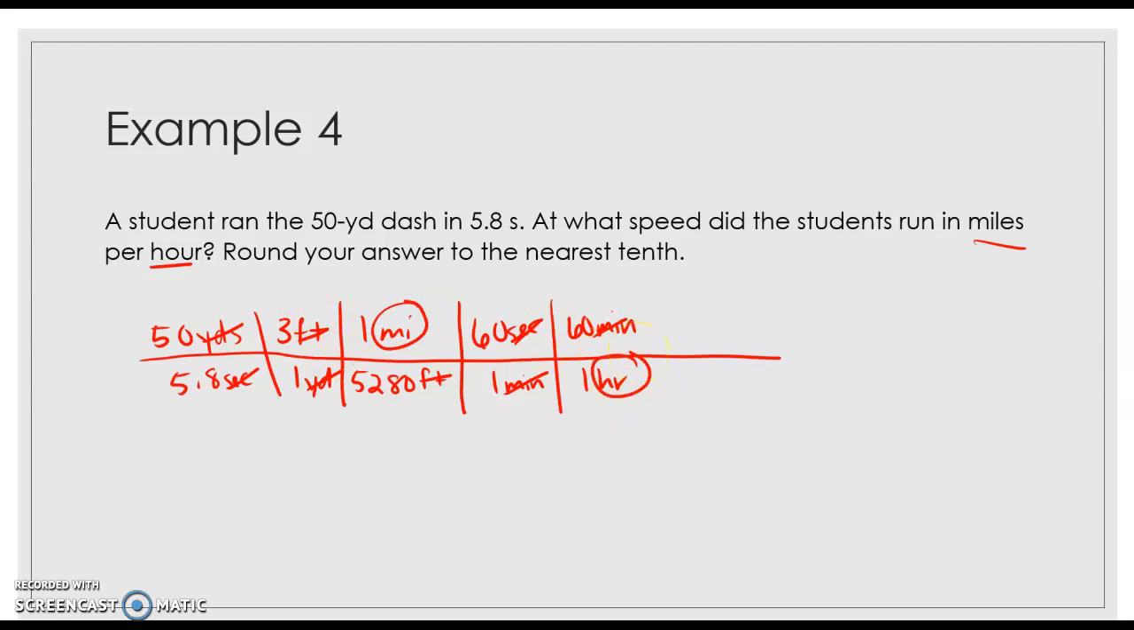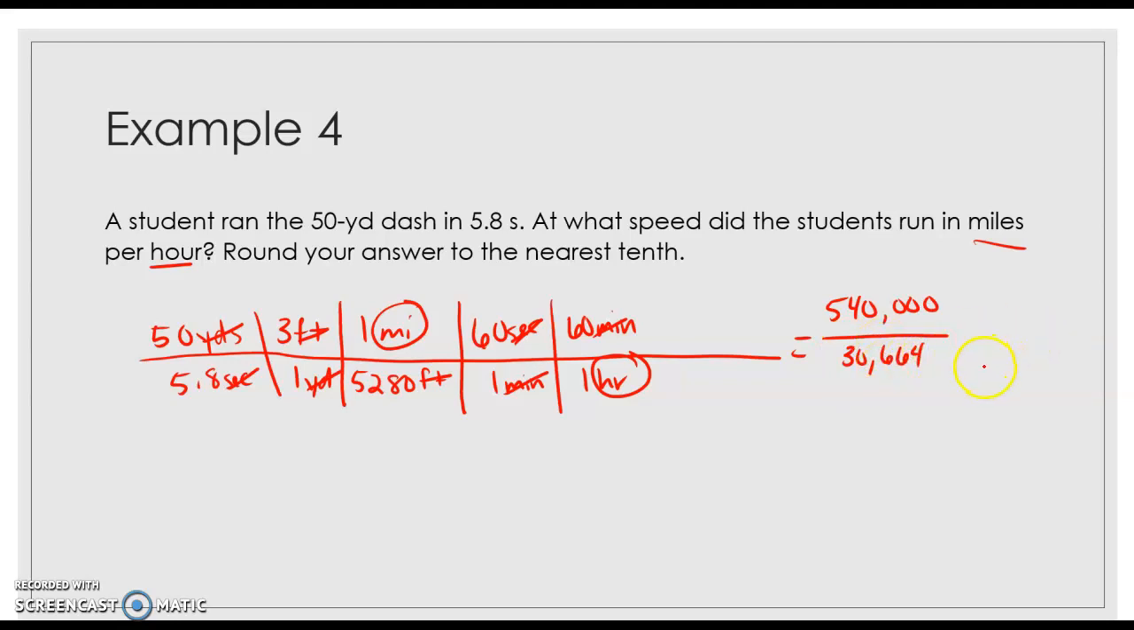I want miles per hour. So now what I'm going to do is take 50 times 3 times 60 times 60. And when I do that, I end up with 540,000. And then on the bottom, I'm going to take 5.8 times 1 times 5,280 times 1 times 1. So basically 5.8 times 5,280. And that one is going to give us 30,664.